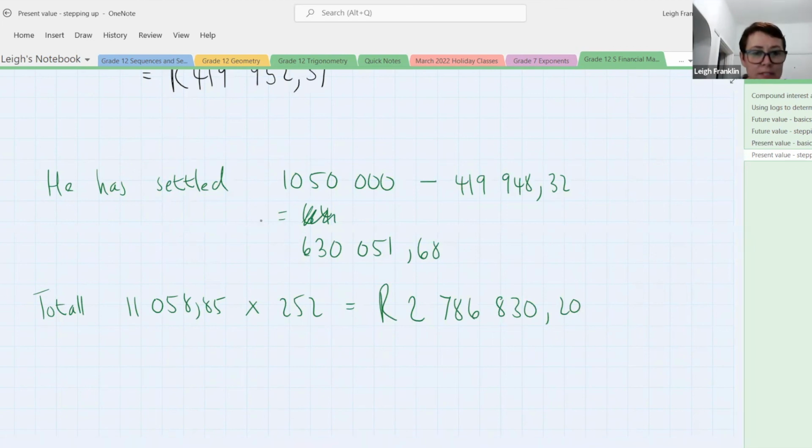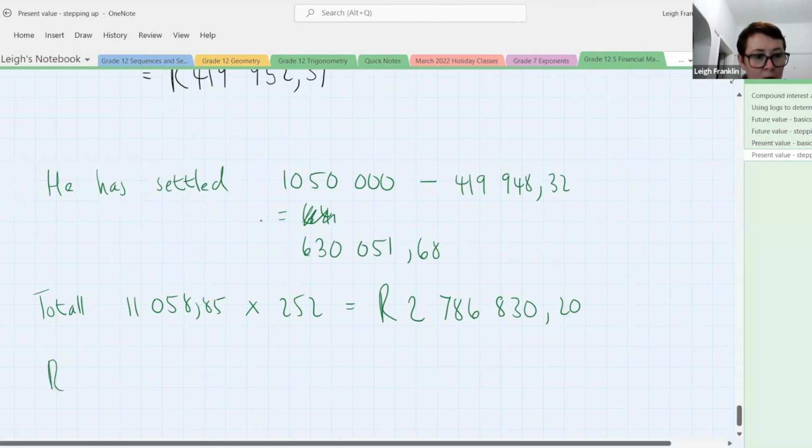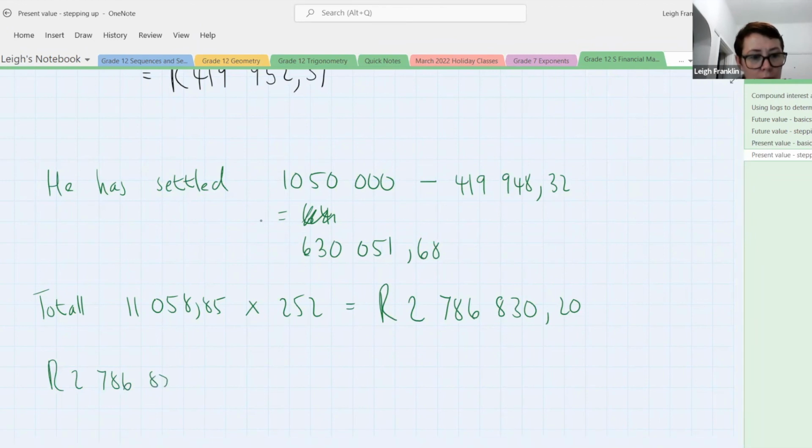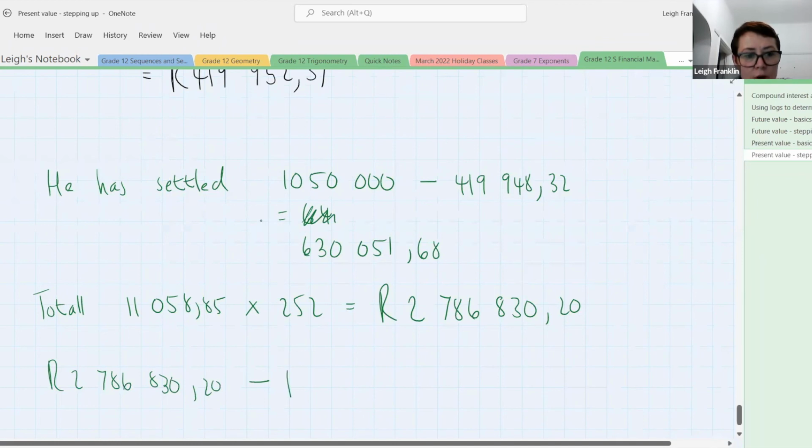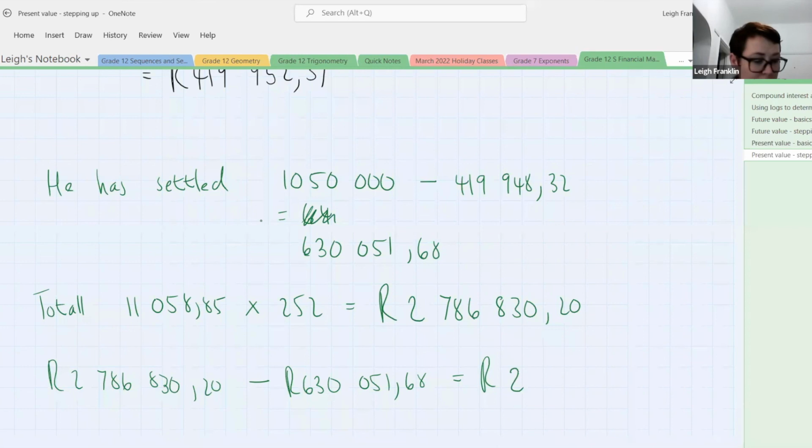So the difference between the amount of money that he has paid in total and how much he has settled off his loan is the interest. Check this. He's paid 2,156,778 rand and 52 cents in interest. Isn't that staggering?